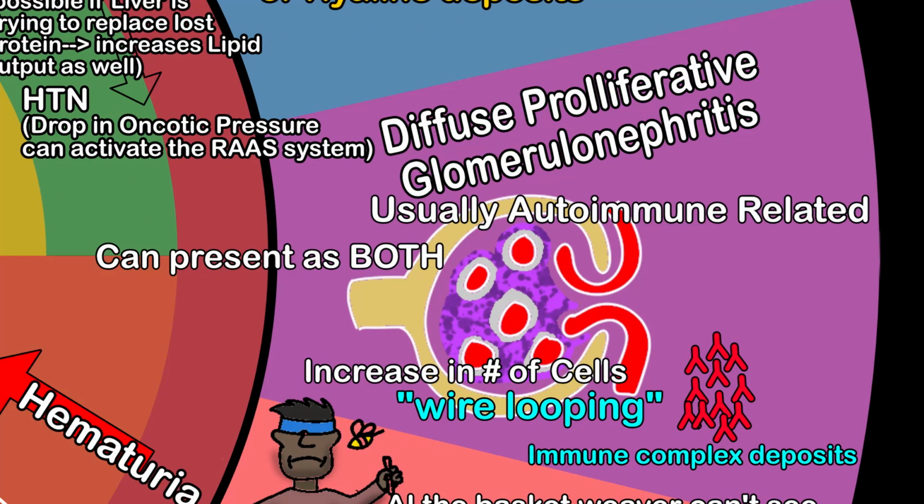Diffuse proliferative glomerulonephritis can present with symptoms of nephritic and nephrotic syndromes, and like a lot of nephritic syndromes, has antibodies involved. Look for wire looping from an increase in the number of cells around the glomerulus.